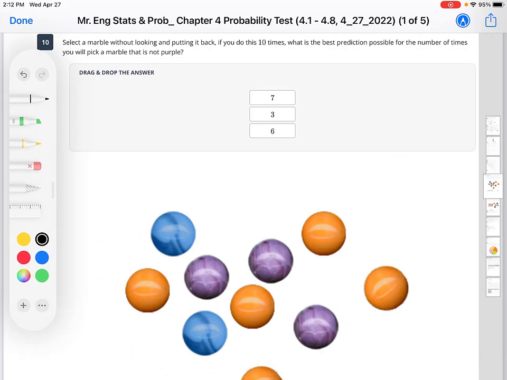This one's about the marbles, and it says select a marble without looking and putting it back. So you take a marble without looking in the bag, and you put it back. So this is a big idea because this is called replacement. And this also tells you that these events are independent.